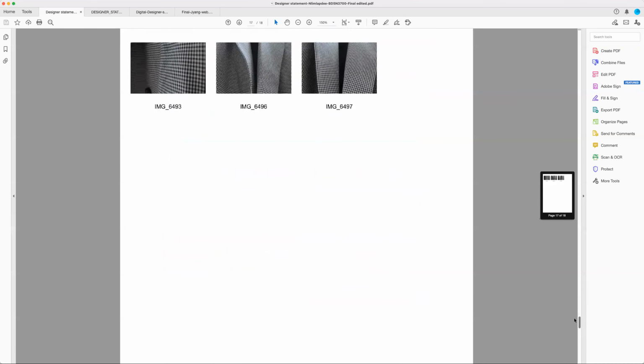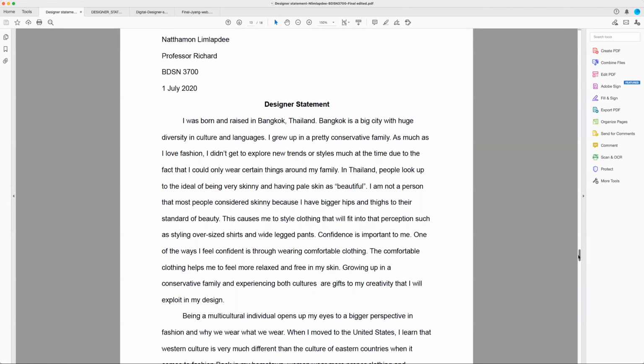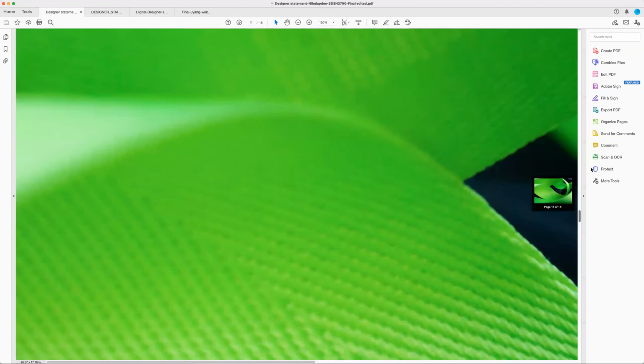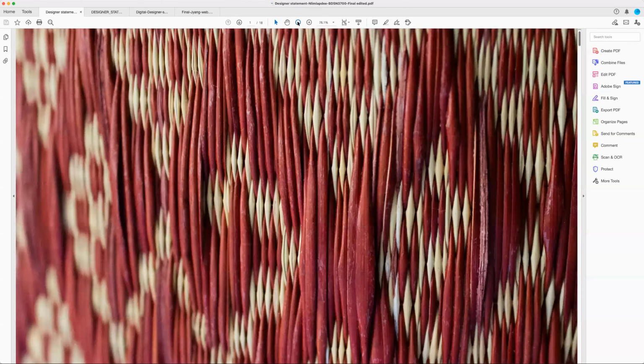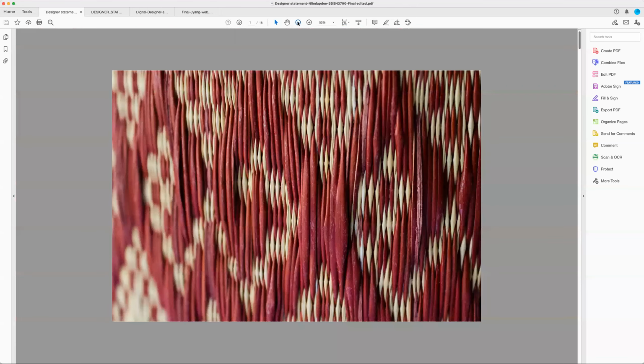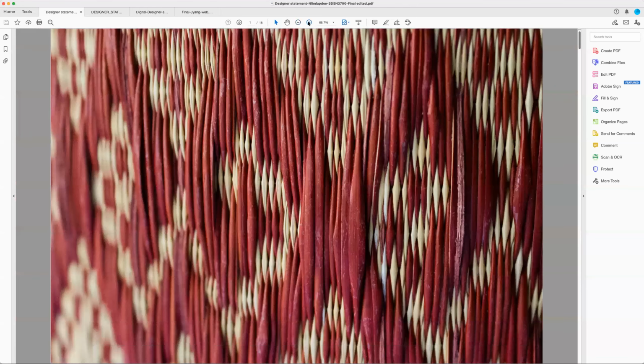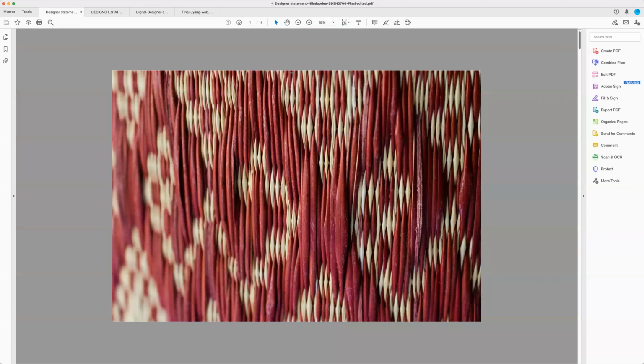All right. Okay. So I read that because I wanted you to have an example of a designer statement. It's not perfect. There are some things that I would change, but you have an idea of how somebody could write about themselves as a designer.